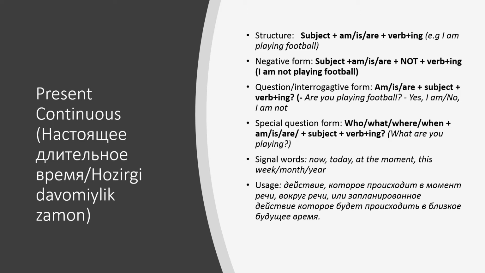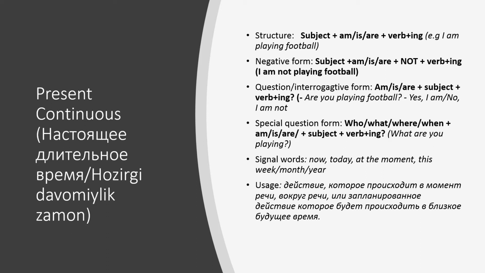So, now signal words. Now, today, at the moment, this week, this month, this year. They are all signal words of present continuous tense. I am speaking now. I am playing today. I am having lesson at the moment. I am having English lessons this week. I am going to the park this month. I am learning English this year.